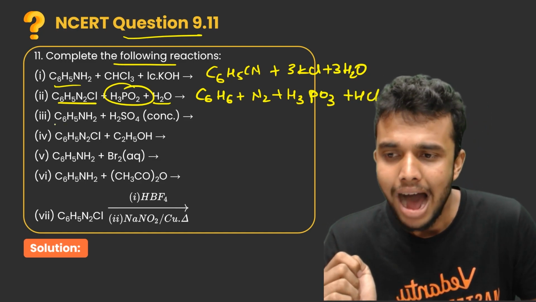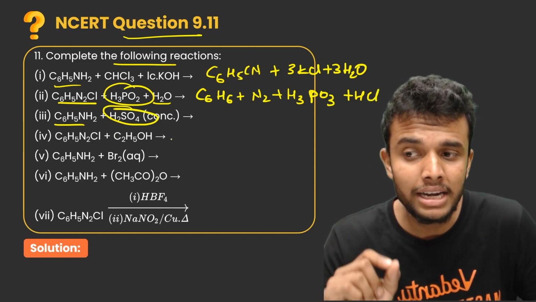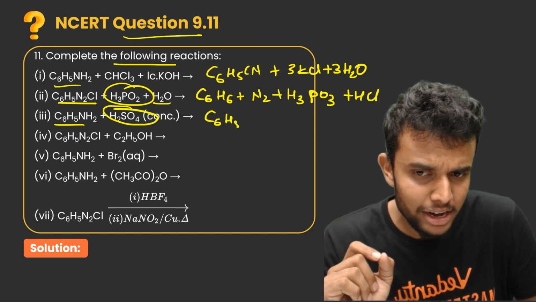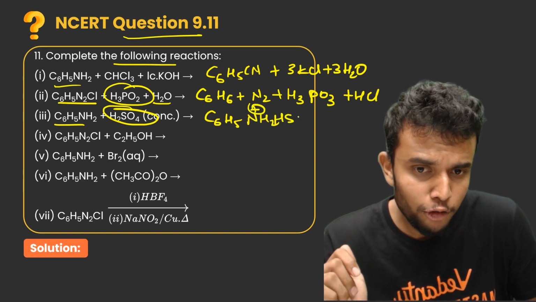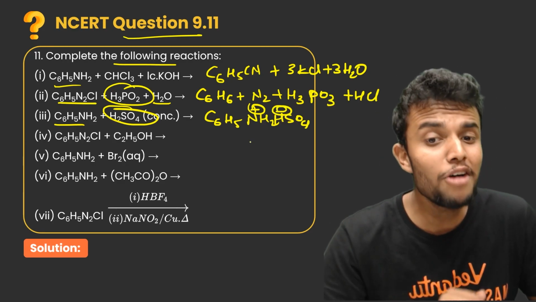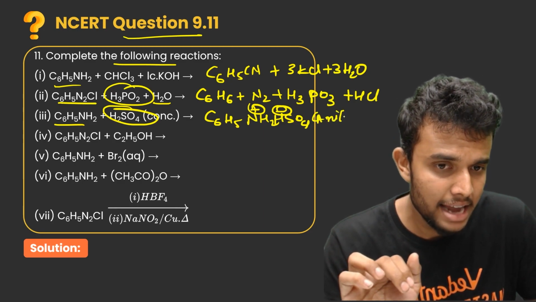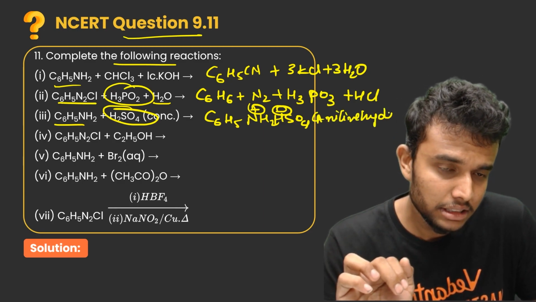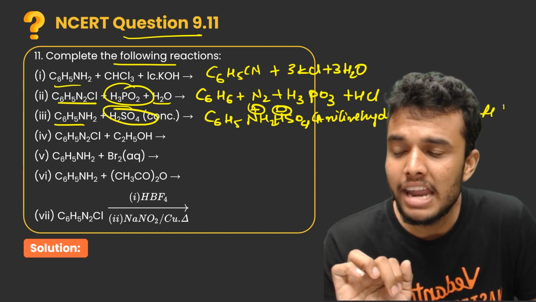Third one, aniline is reacted with concentrated H2SO4. What does it yield? It yields C6H5NH3+ and HSO4−, right, students? What is the name of this compound? The name of this compound is aniline hydrogen sulfate. I write in brackets aniline hydrogen sulfate. Okay, students? Next, move on to the next one.